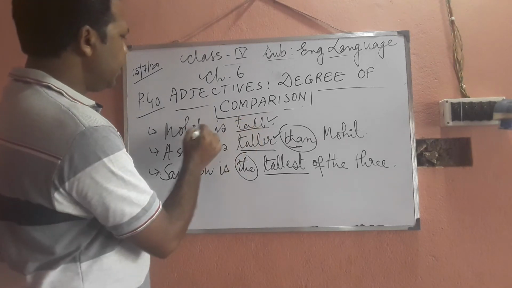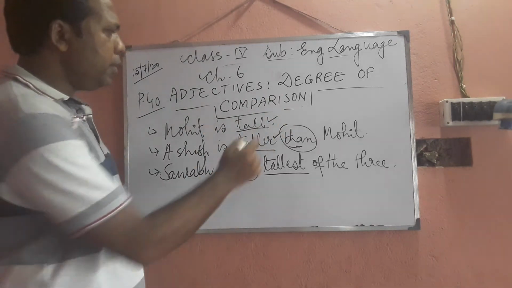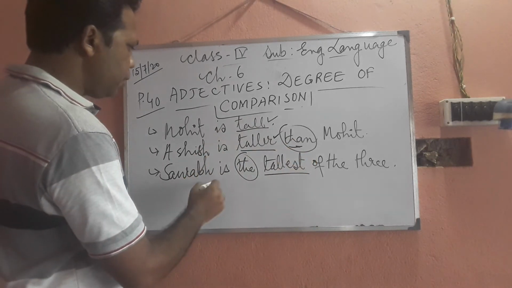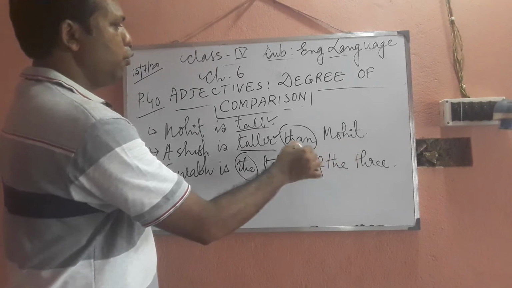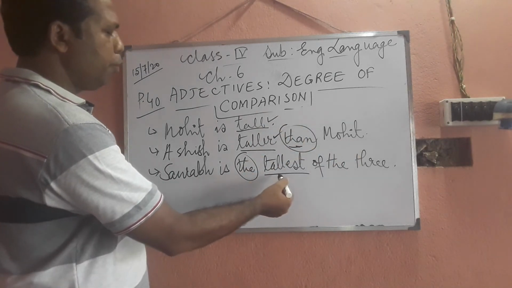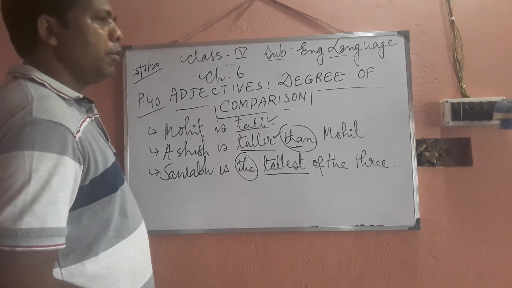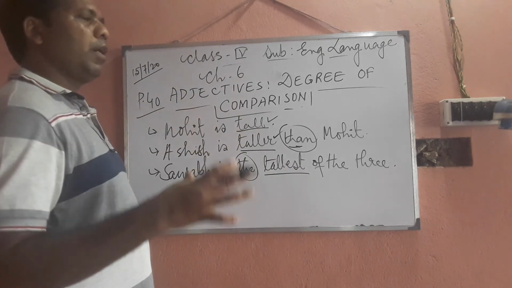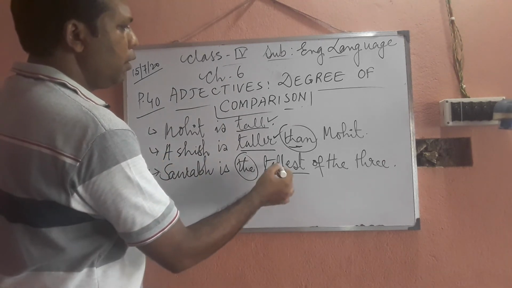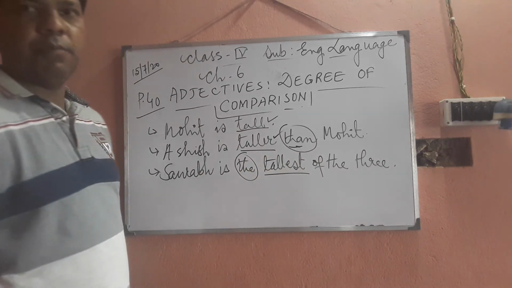In the first sentence there is no comparison. In the second sentence there is a comparison between two. And here Saurabh is the tallest of the three. Here more than three could be. So in the superlative degree, it would be compared with more than three, or a group or a class or more people. This Saurabh is the tallest one.